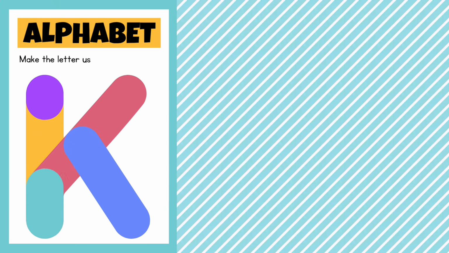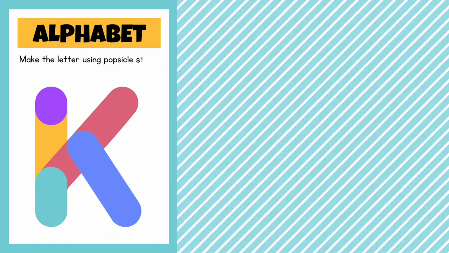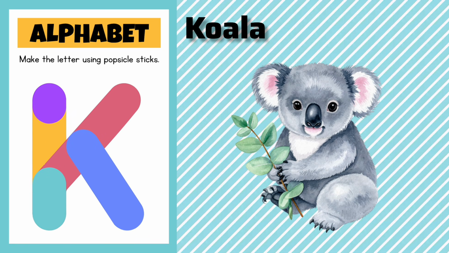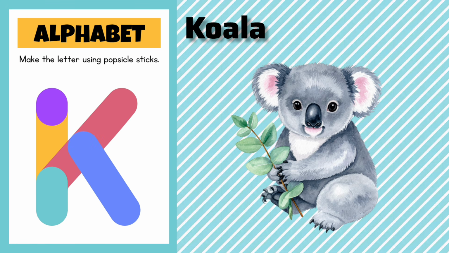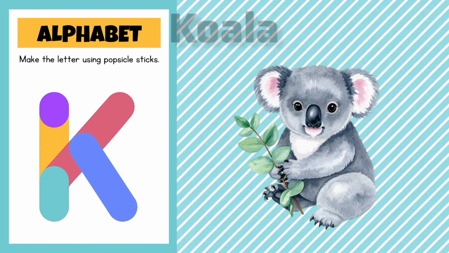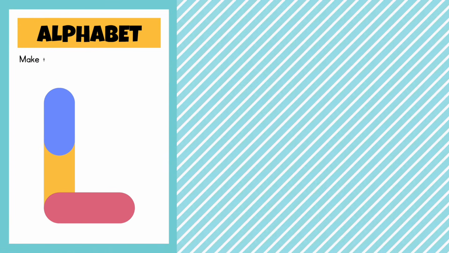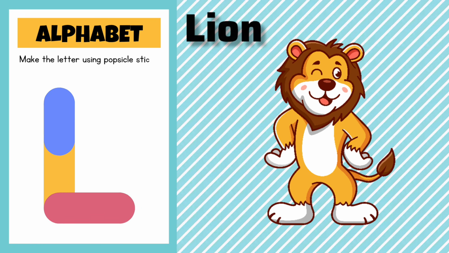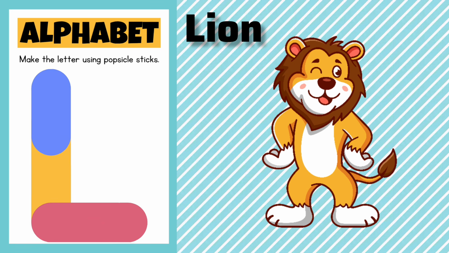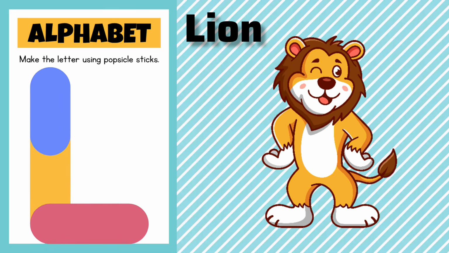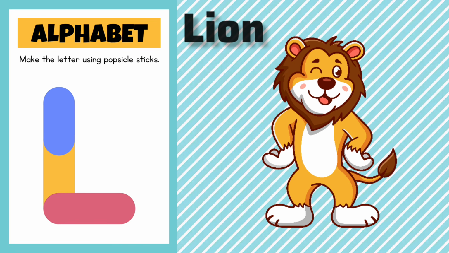This is the letter K. K is for koala. Koala. This is the letter L. L is for lion. Lion.